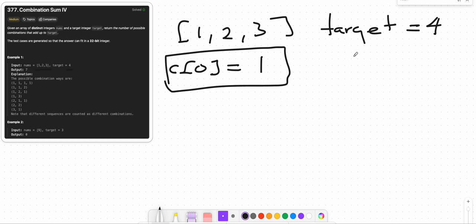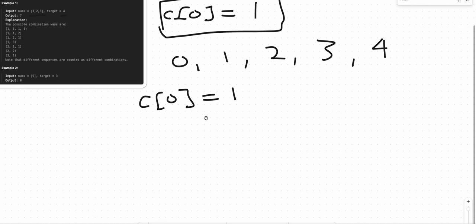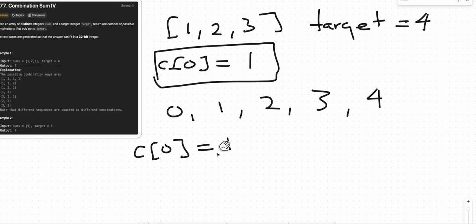Let's create an array from 0 to 4: 0, 1, 2, 3, and 4. Say C of 0: the only way to make 0 is one way. Now C of 1: how many combinations of the numbers in here add up to 1? Mathematically, C of 1 is the number of combinations for 1.